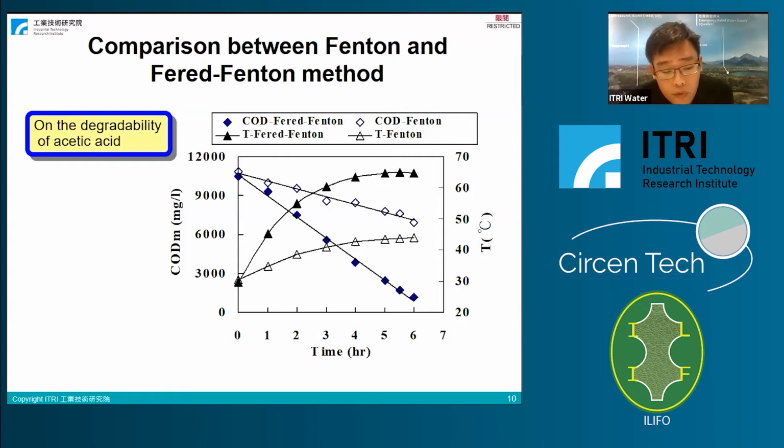In addition, Fared-Fenton is a kind of electrochemical reaction. So its temperature will go to around 60 degrees C, a little higher than conventional Fenton reaction.